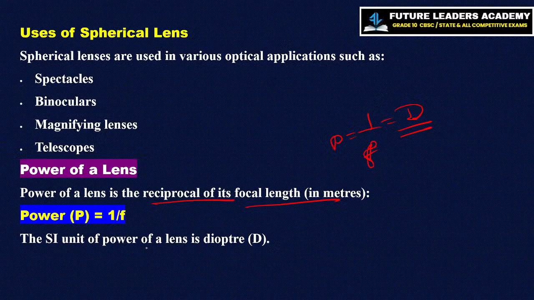The SI unit of power of a lens is D. Okay? D means diopter. D is nothing but the diopter. Got it, guys. I hope everyone has understood. Did you all understand? ತಿಳಿತಾ ಎಲ್ಲರಿಗೂ? Got it, guys.